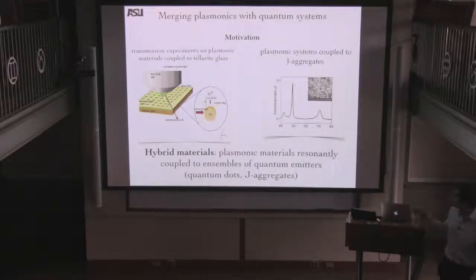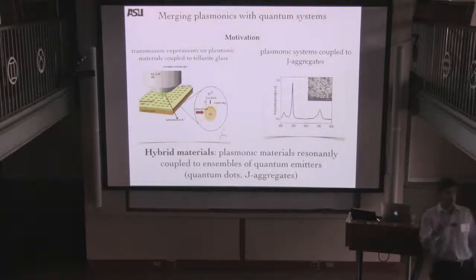So one of the motivations is our ongoing collaboration with the University of Sao Paulo, where they look at the near-field transmission of light through plasmonic material coupled to tellurite glass. And they see interesting features of a strongly coupled regime when the surface plasmons interact strongly with erbium ions in the tellurite glass. Another ongoing collaboration, with Yehiam Prior at the Weizmann Institute, looks at the linear and nonlinear properties of J aggregates coupled to surface plasmons as well.